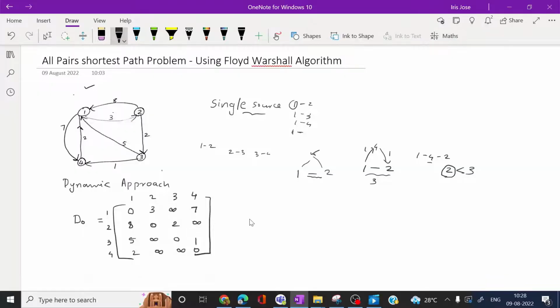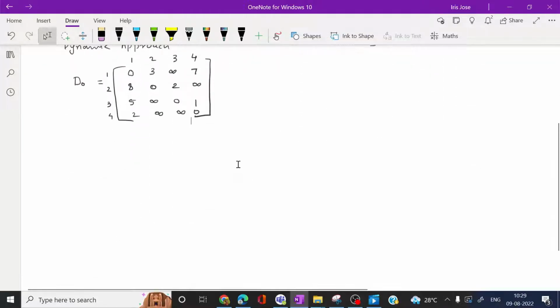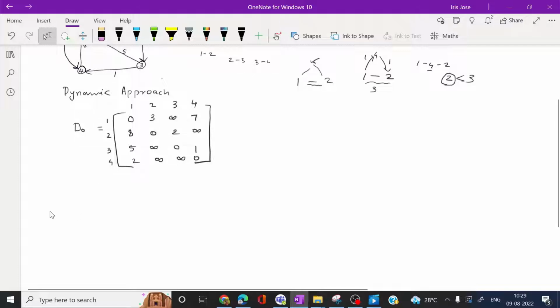Now in each step we have to consider the distance through an intermediate vertex. If the distance through that intermediate vertex is less than the given distance, then the given distance will be replaced by the intermediate node distance. So first we will write D1. How will we write D1? For D1, we will select the intermediate vertex as node 1. Intermediate vertex 1. So it is named D1.